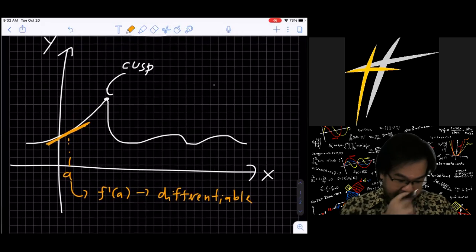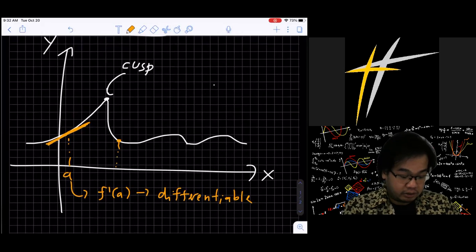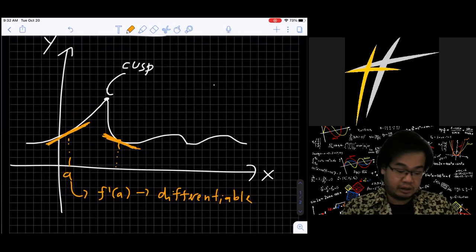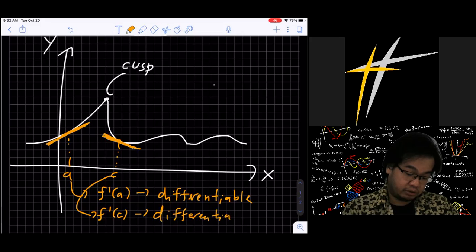Now another example is, let's say it's here. The slope of the tangent line from the left and the slope of the tangent line from the right are the same, right? So we say then when x equals c, f'(c) also exists, so it is differentiable.